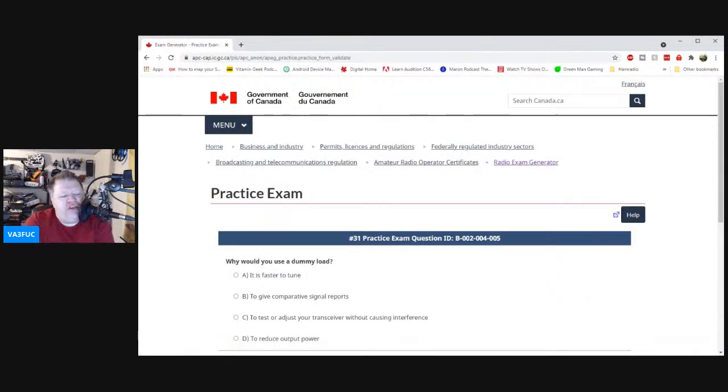Why would you use a dummy load? Okay, now this is kind of interesting. So dummy loads, what they are is just a big giant resistor.